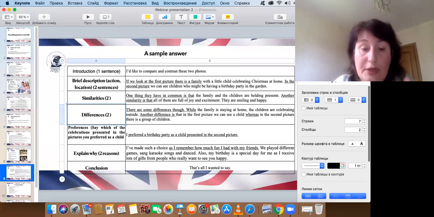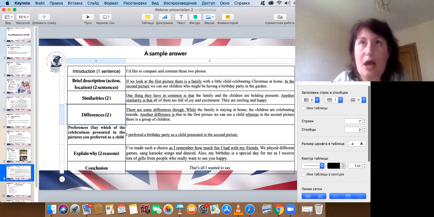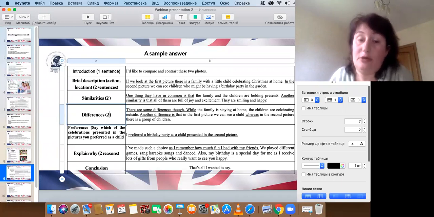Preferences. Look at the prompt. The prompt in this task says, say which of the celebrations presented in the pictures you preferred as a child. That's why you can't use the phrase I prefer or I'd prefer. Unfortunately, you have to repeat the phrase: I preferred a birthday party as a child presented in the second picture.